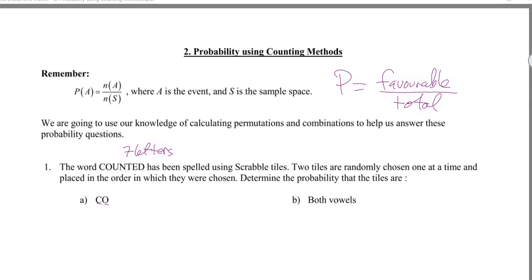So using a permutation, you could say it's 1P1 for the C, and 1P1 for the O. Remember, and is times, and the total number of outcomes is 7P2. And we are using permutations because the order matters.